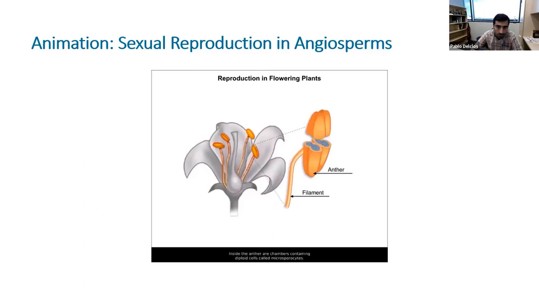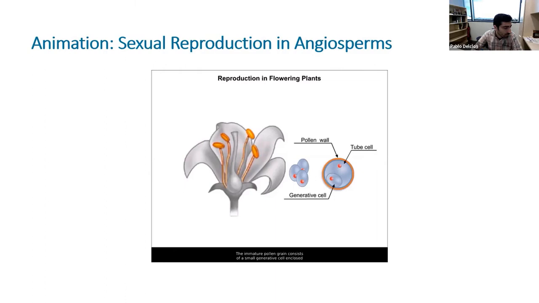Inside the anther are chambers containing diploid cells called microsporocytes. Each microsporocyte undergoes meiosis to produce 4 haploid microspores. These microspores divide by mitosis to form male gametophytes, or pollen grains. The immature pollen grain consists of a small generative cell enclosed within a large vegetative cell called the tube cell. The generative cell will later divide to form sperm.